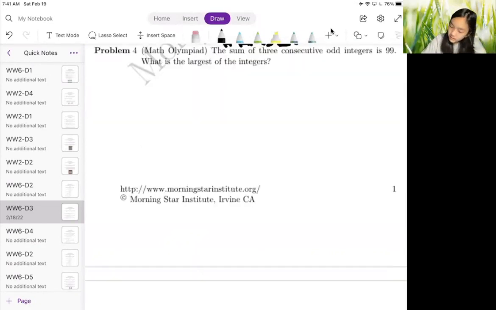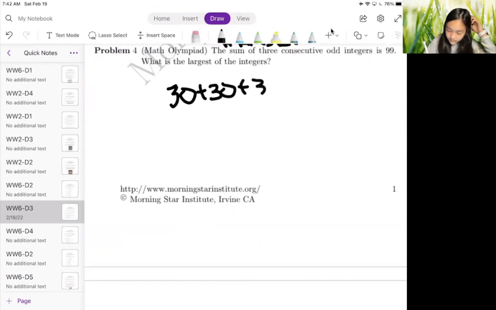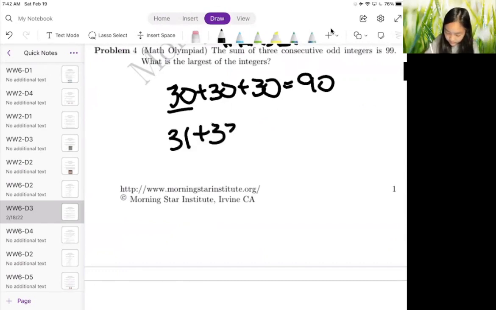Problem 4. The sum of 3 consecutive odd integers is 99. What is the largest of the integers? So if 30 plus 30 plus 30 equals 90, then the 3 odd numbers should be close to 30. So if we play around with the numbers, then we can find out that 31 plus 33 plus 35 equals 99. And the largest integer is 35.